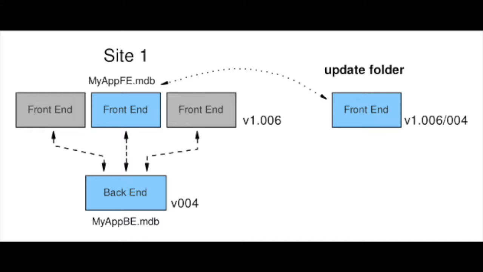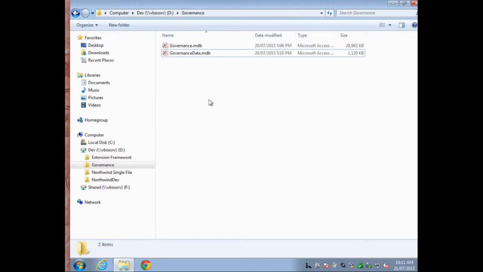Okay, so let's run through an example of upgrading a database back end. So the first thing we want to do with our developer copy is make a copy of the back end.